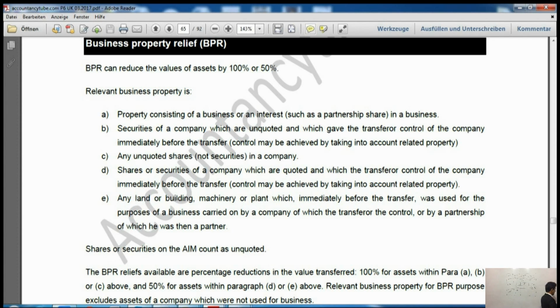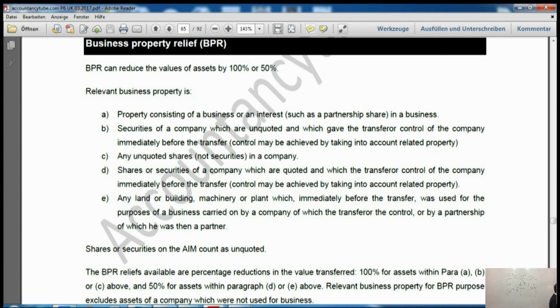Securities of a company which are unquoted. Now, the securities of an unquoted company which give the transferor control of the company immediately before the transfer. The control may be achieved by taking into account the related property. So you have some shares in an unquoted company which is also controlled by you. Control may be exercised, it says, by considering related property, which we have seen in the previous lecture.